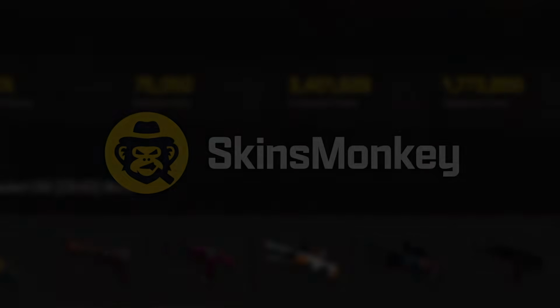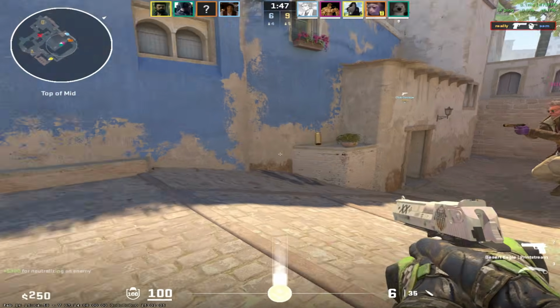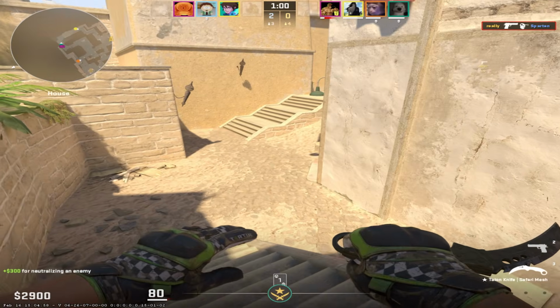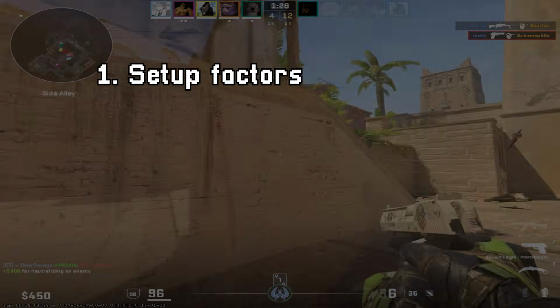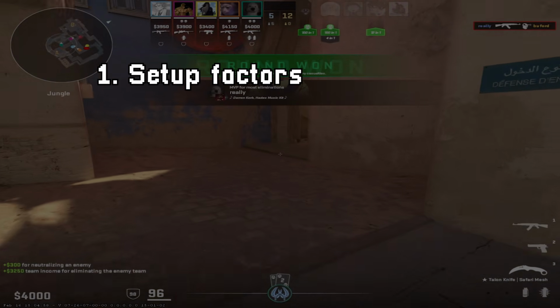Now, there are multiple reasons why someone might want to switch to native after playing stretched res for years, but for the recent pro changes, I've broken it down into 3 categories: setup factors, other games played, and experimentation. Let's start with the physical aspect.